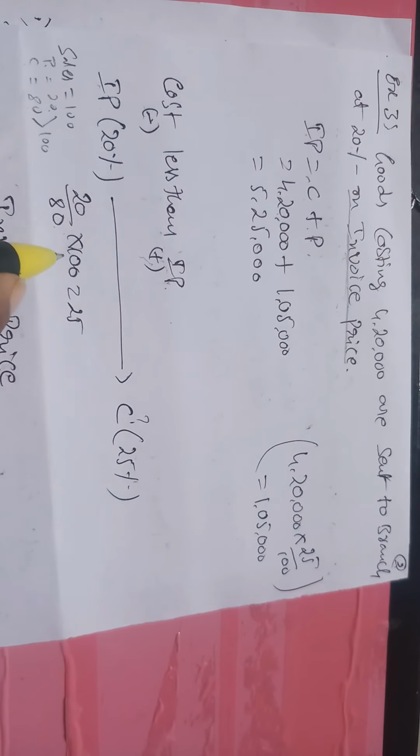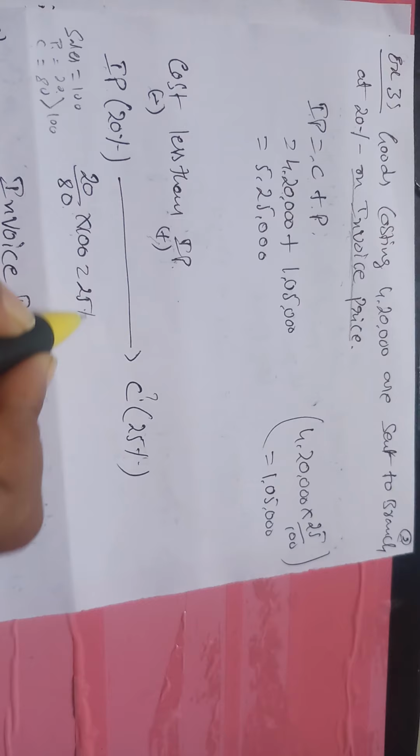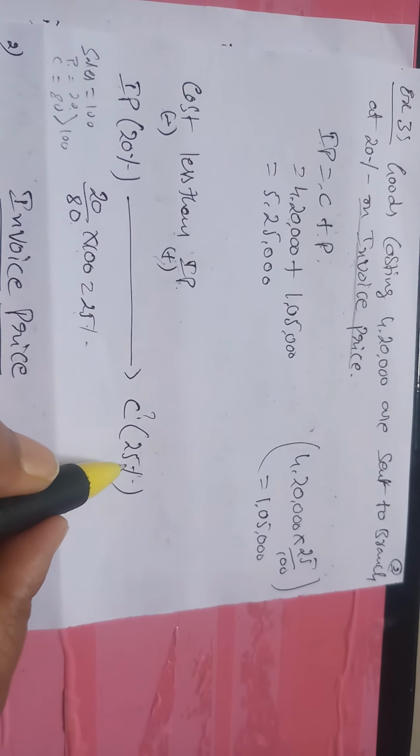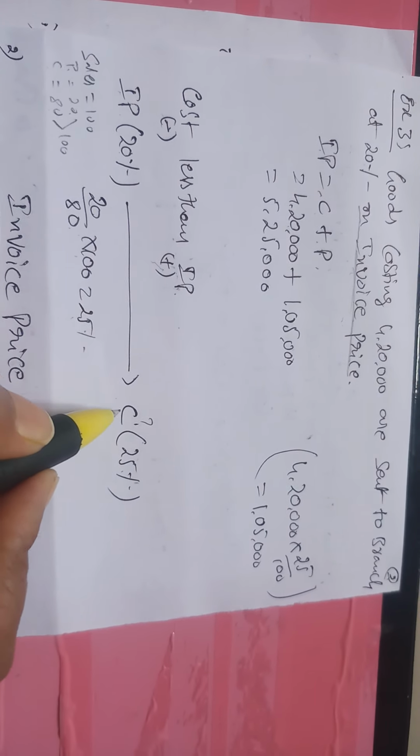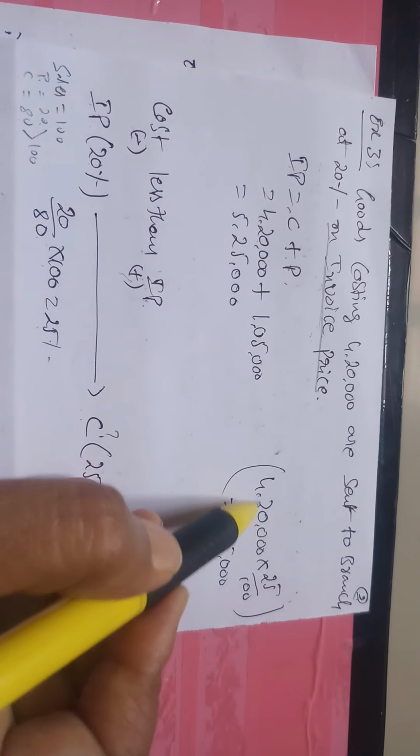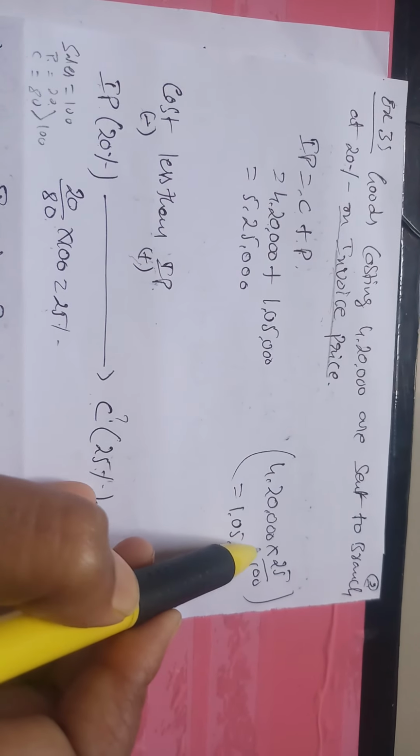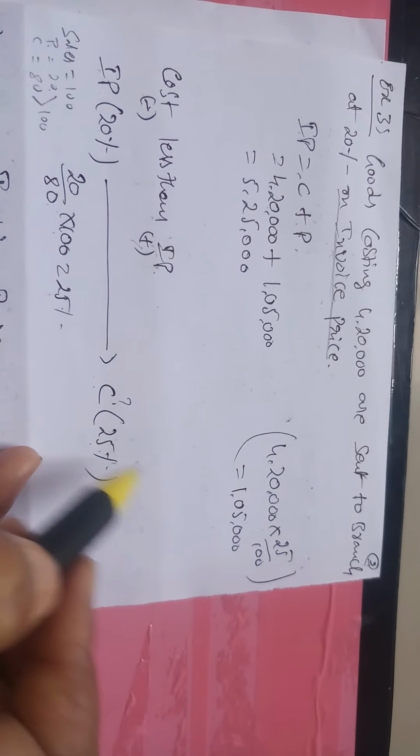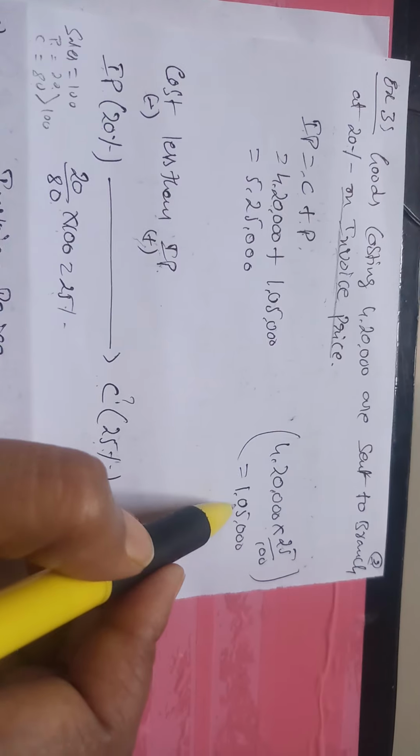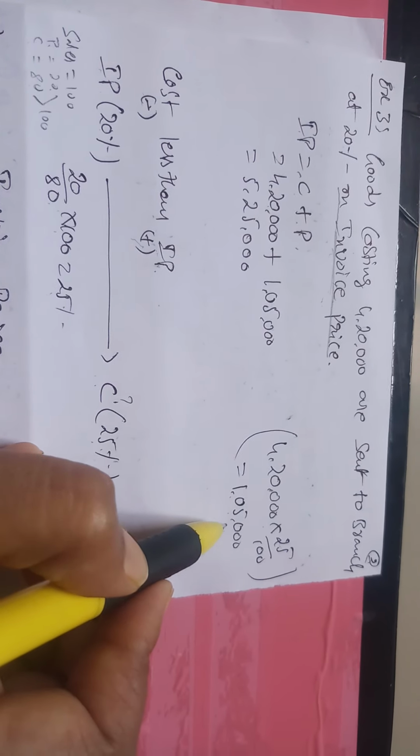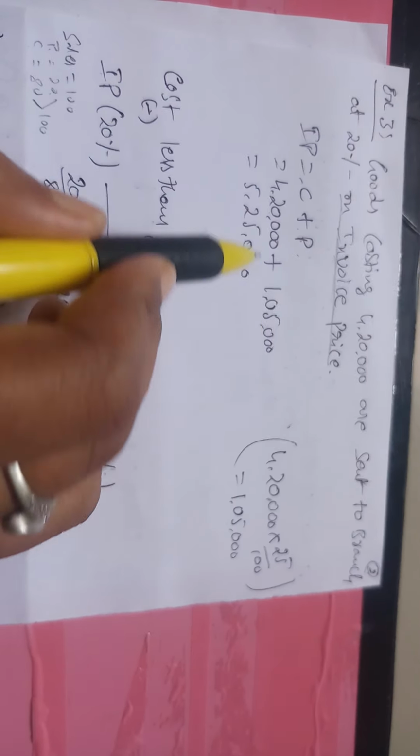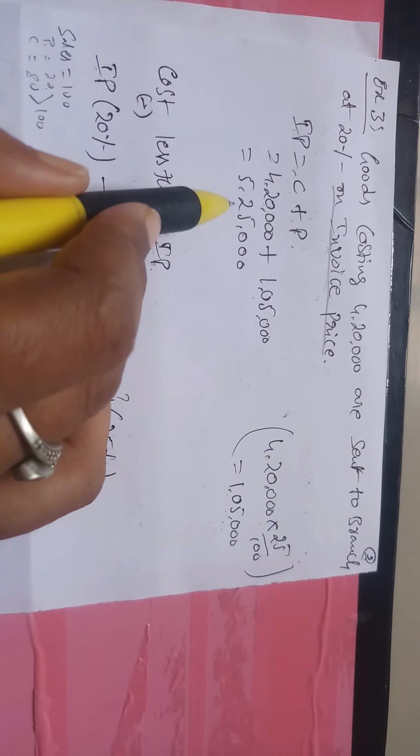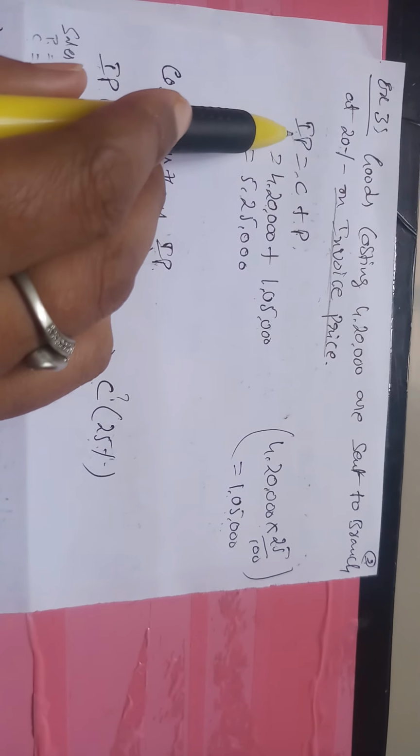20 divided by 80 into 100 gives 25%. So this 25% is the cost. That's why we are calculating on 4,20,000, which is the cost. 25% is the profit. So we get 1,05,000 rupees profit. Add both, and 5,25,000 is the invoice price.